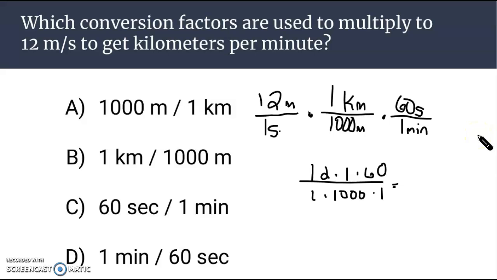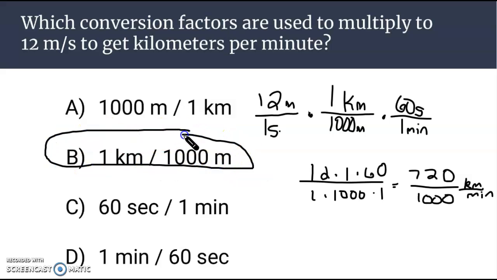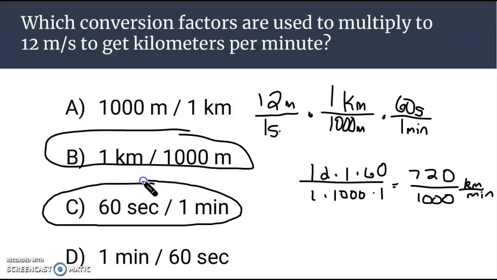And then 12 times 60 is going to give us 720. And then in the bottom we're going to have 1,000, but that's not really what they're concerned with. You can simplify that down and figure out the kilometers per minute. But we wanted to know the right conversion needed here. And yes, 1 kilometer per 1,000 meters, we needed that. And we also needed 60 seconds per 1 minute. And notice we used those here and here.